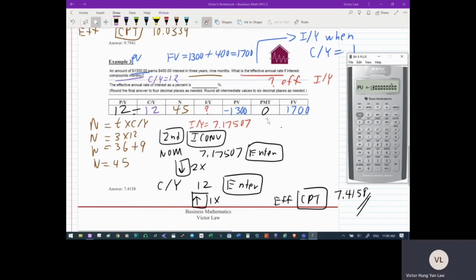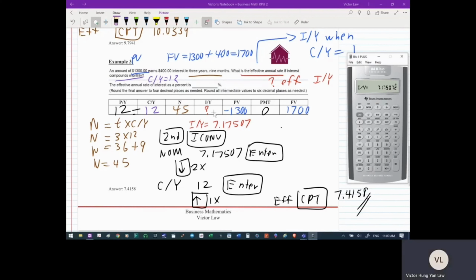Next is PMT. PMT is 0, so 0 PMT. Then we have 1,700 for future value, so 1,700 future value. Once we type in all these numbers, we can solve for IY. So compute IY, and you're going to get 7.175, and that's your nominal interest rate compounded monthly.